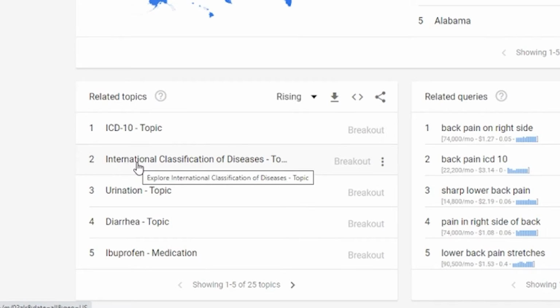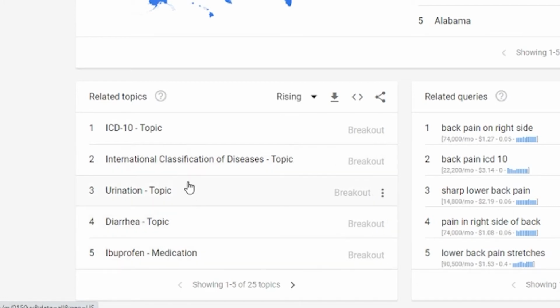If you're talking to the general public, you may not necessarily want to write about these terms. These are some other related topics that seem to show up in search results. So when people have back pain, they may also be looking for diarrhea, or they may be looking for ibuprofen and whether or not they should use that.